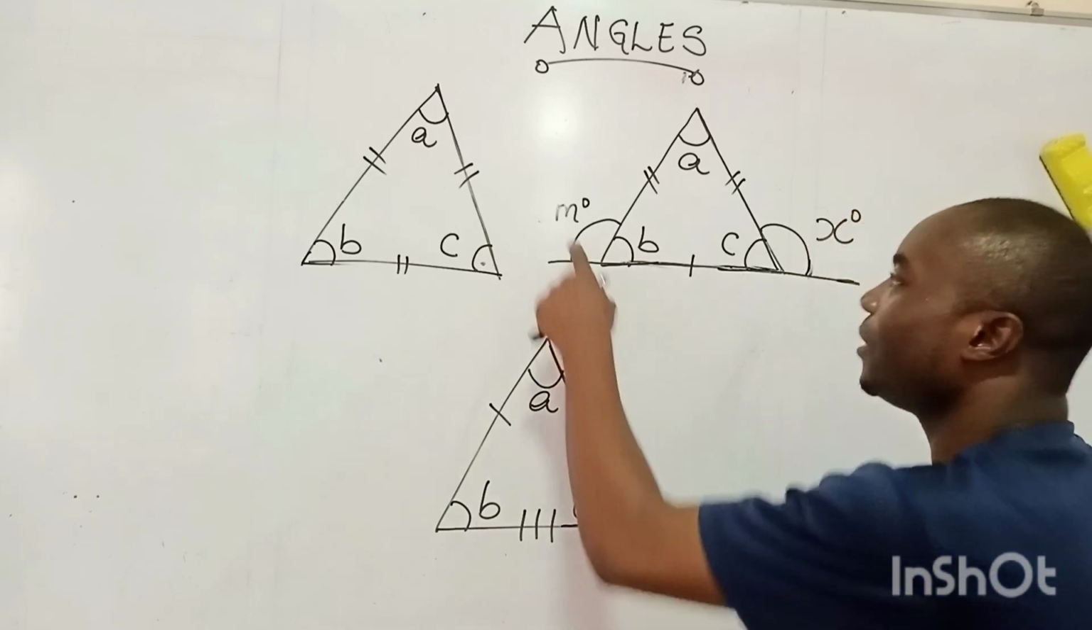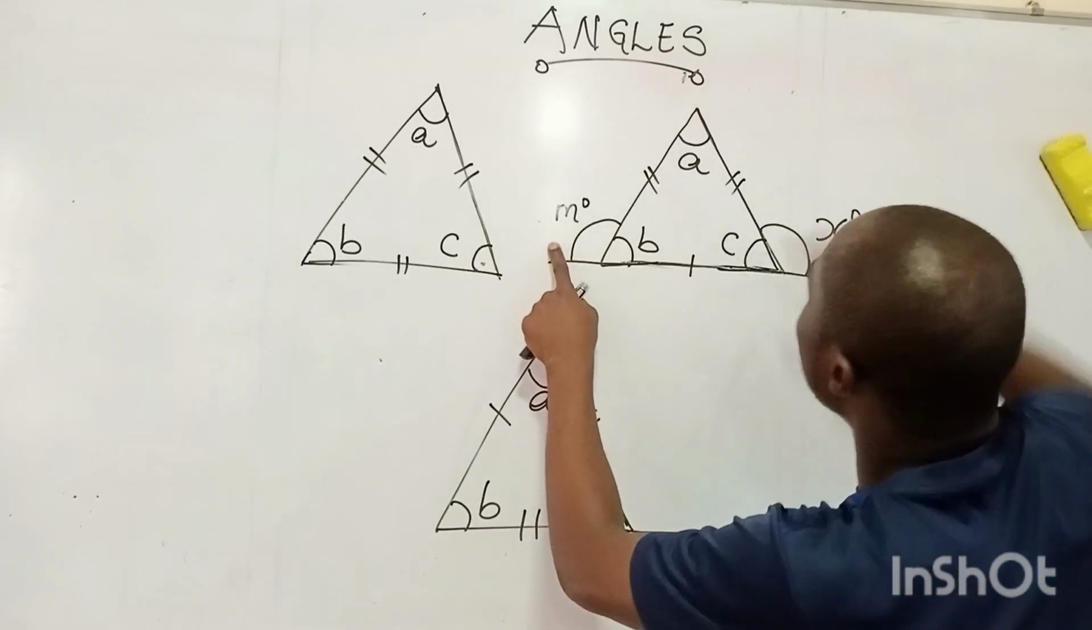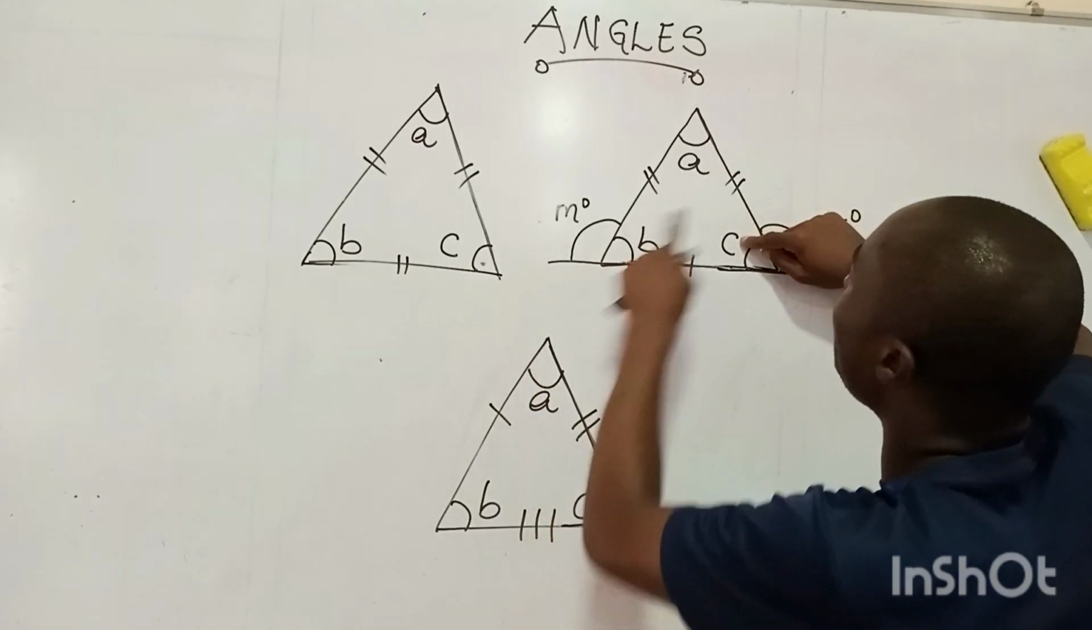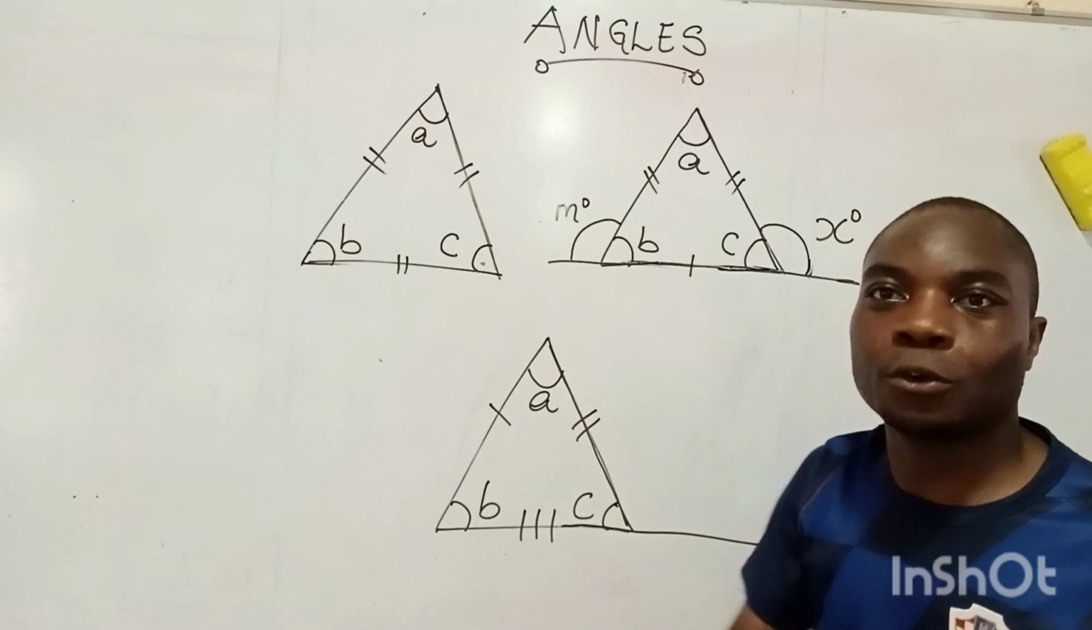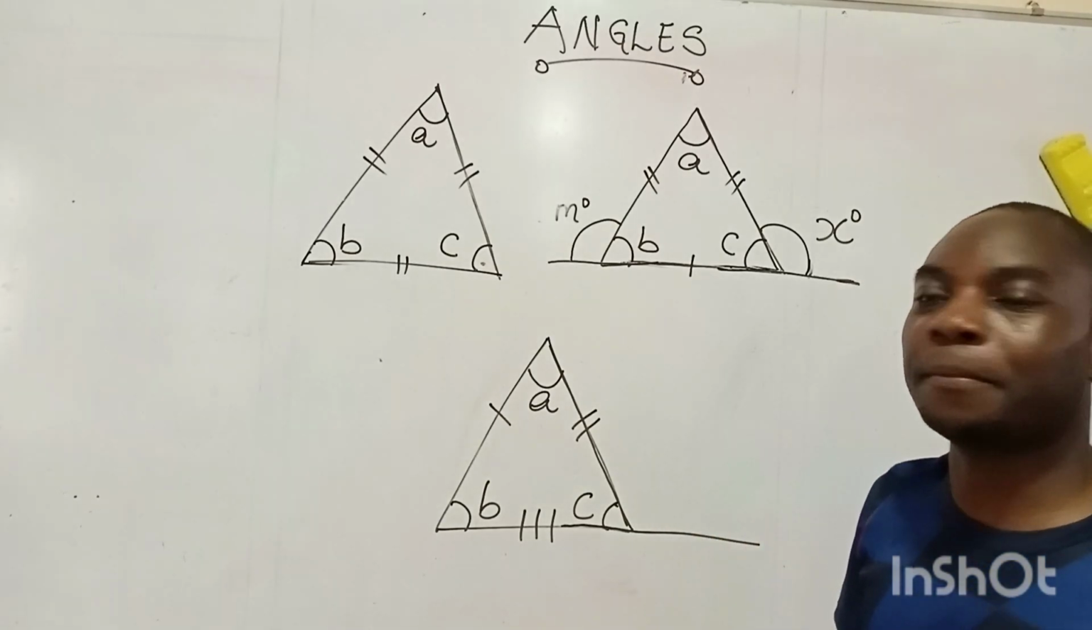Now, if you look at this other exterior angle, this angle and this angle are the opposite interior angles to this exterior angle. Alright, so the same theorem applies.